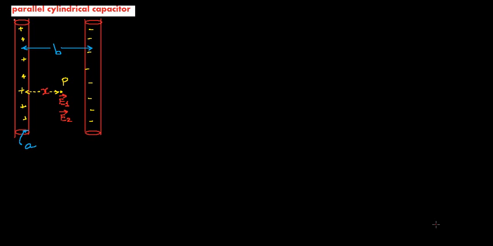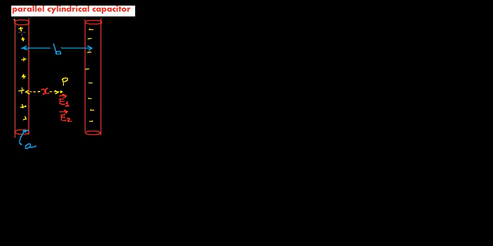In this session we are going to derive the expression for the capacitance of a parallel cylindrical capacitor. We have two cylinders here. This one is a positively charged cylindrical wire, and this is the negatively charged cylindrical wire. Here we have a linear charge density, lambda.